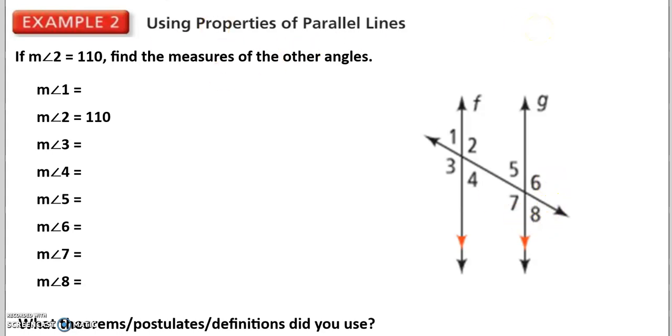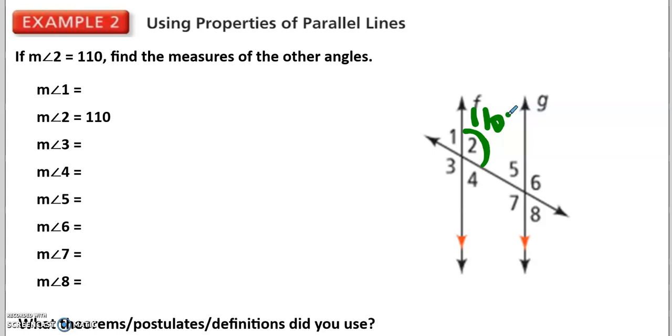When we have a diagram and we're solving, it's so important, guys, that we label our diagram. It helps you so much. So in this one, it says, if measure of angle 2 is 110 degrees, find the measures of all the other angles. Look, we have 8 angles in this diagram. How am I going to do that? I need to use the theorems and the postulates that we've studied, okay?